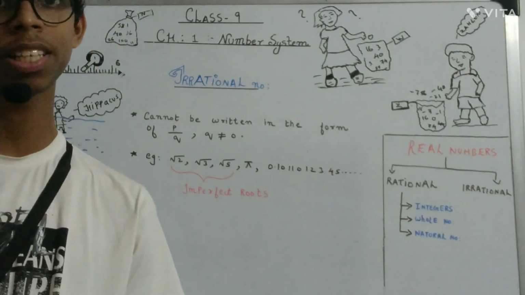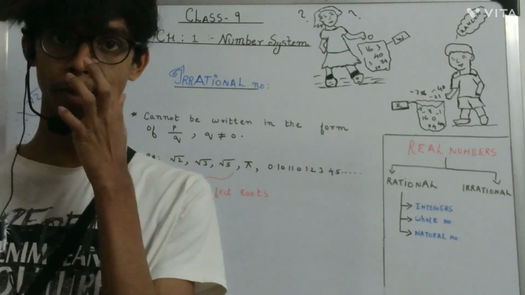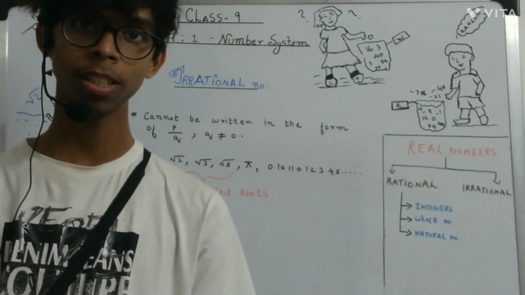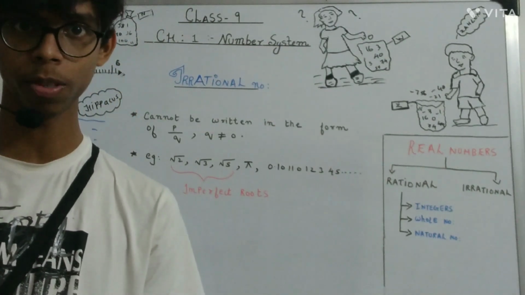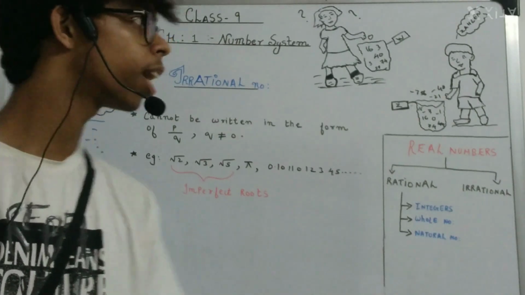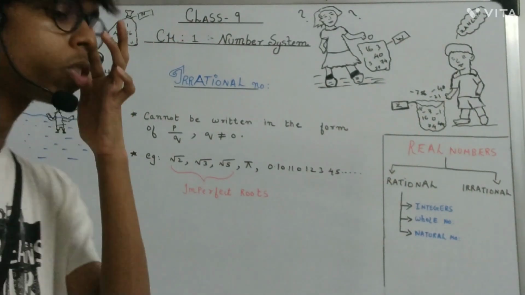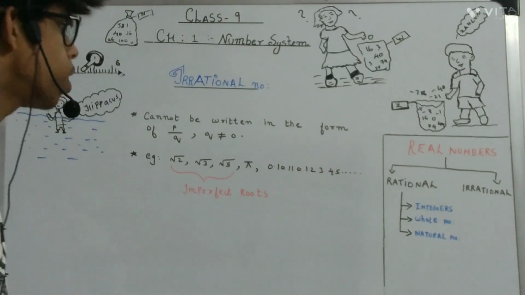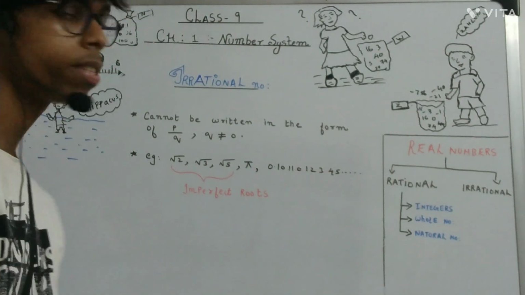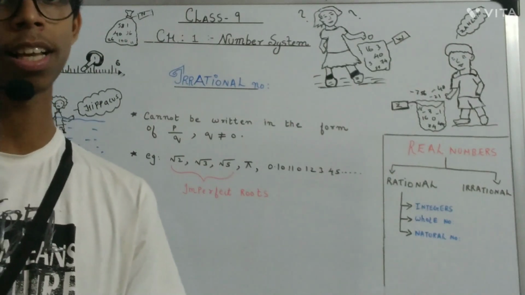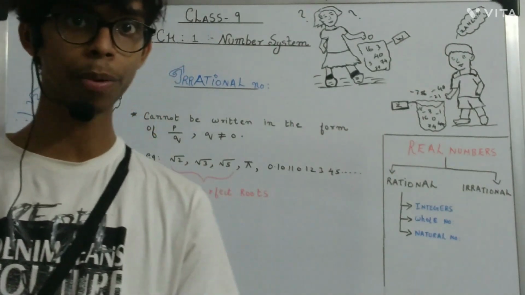So today we will be continuing with our class 9 chapter number 1, number system. In our previous class we had learned about the different types of numbers, which are natural numbers, whole numbers, integers and rational numbers. So today in our class we will be starting with irrational numbers, which is an entirely different class of numbers.